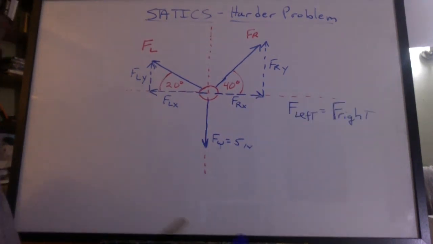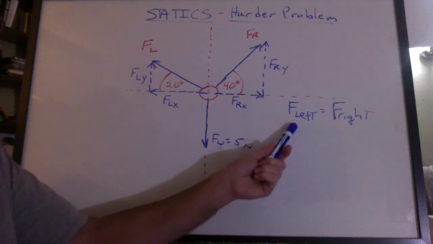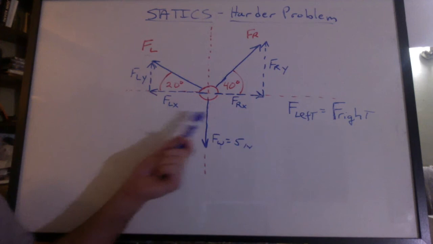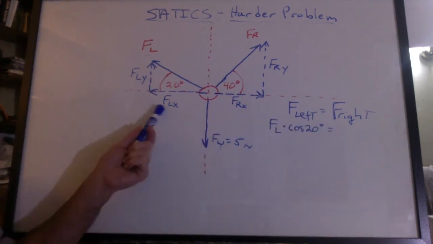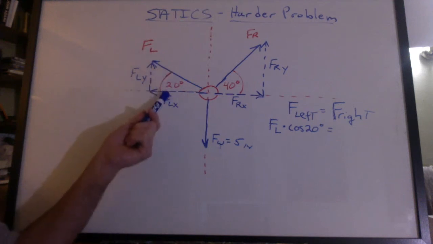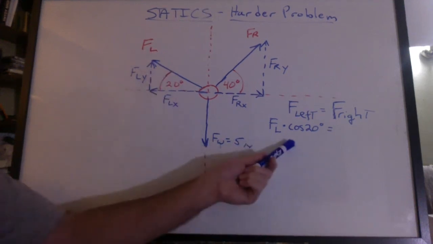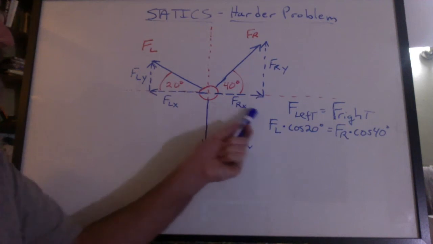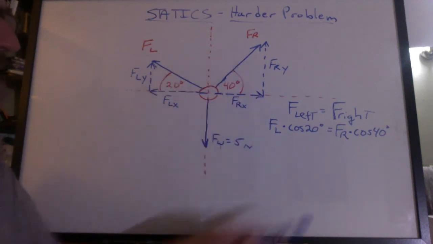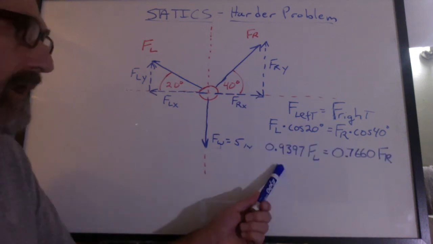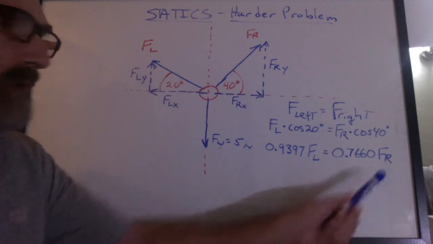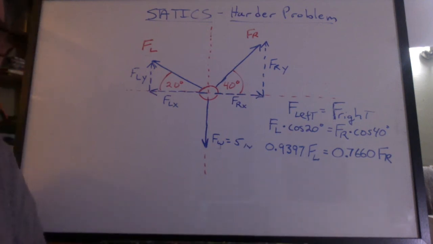Since the ring doesn't move, we can say the forces pulling to the left equal the forces pulling to the right. Well, that's these X components. The component pulling to the left would be the force of the left spring scale times cosine of 20 degrees. The component pulling to the right would be the right spring scale times cosine of 40 degrees. A moment with the calculator, and we have one equation, but with two unknowns. That tells me we need another equation.